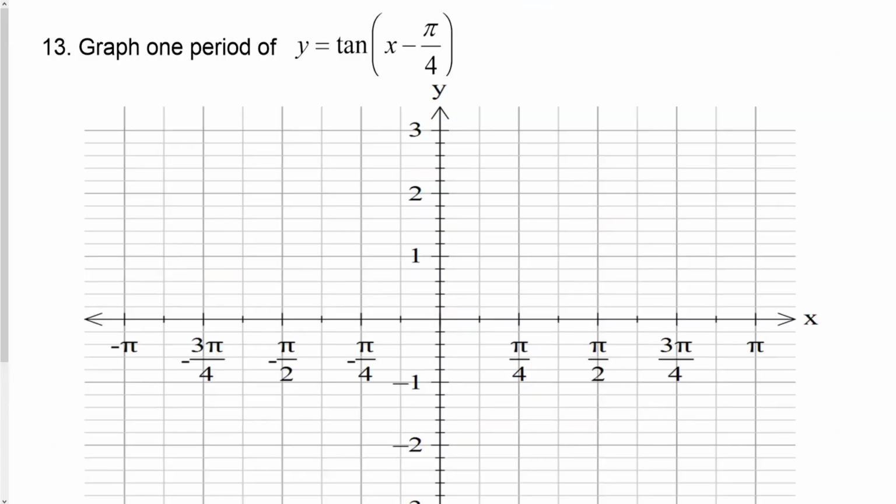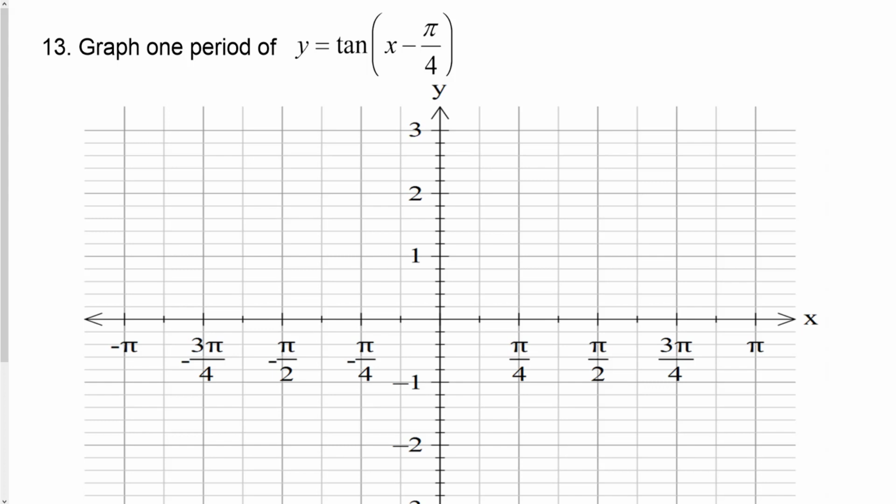Number 13. Graph one period of y equals tangent of x minus pi over 4. Okay, so graphs of tangent and cotangent, you just kind of have to remember some basic things. First off, their period is just pi. And tangent is an increasing function. Cotangent is a decreasing function. Tangent generally passes through the origin, whereas cotangent is undefined there.